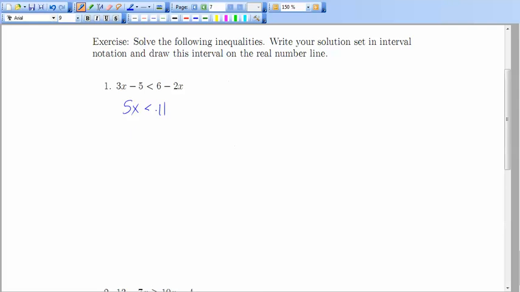Now 5 of course is a positive number, so when you divide or multiply both sides by a positive number, again we don't change the direction of the inequality. So x is less than 11/5. Alright, now if I think about that solution set, this is telling me any real number that's less than 11/5, and there are infinitely many of them, is a solution to that inequality.